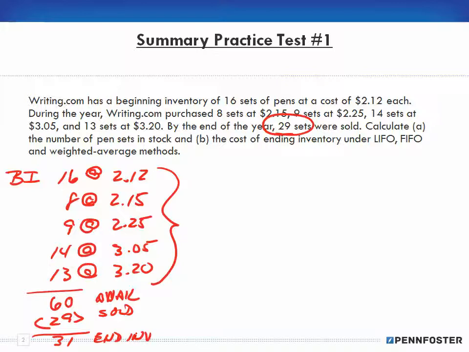Now, it says here B, calculate the cost of ending inventory under LIFO, FIFO, and the weighted average method. I'm going to treat these in the order they're presented, but notice what I'm doing here. I have a choice. I could extend. If it had said just calculate LIFO, I'm going to show you what I would do if I just calculated LIFO. If it said just calculate FIFO, I'm going to show you what I would have done if I just calculated FIFO.